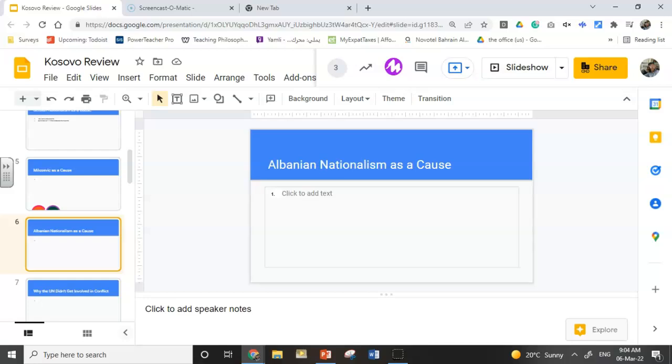So the nationalism that you have in Serbia, you're going to have in Albania as well. If you were to ask for the root cause of this whole conflict, you could explain that nationalism as a whole was the cause of everything that happens in Kosovo. You can break it down even further by saying Albanian nationalism and Serbian nationalism. Those are what's going to play a role. Make sense? Okay. Can I go to the next slide?